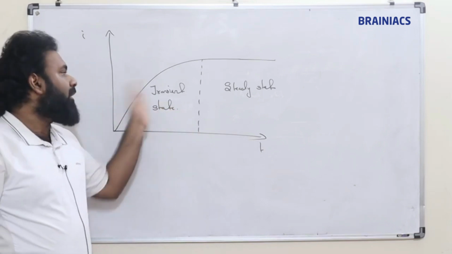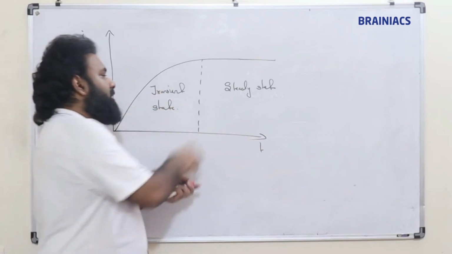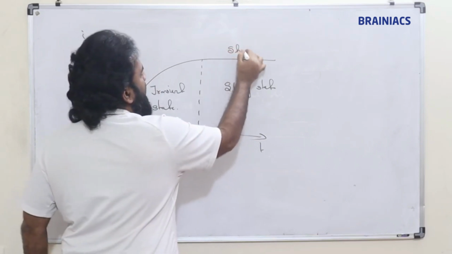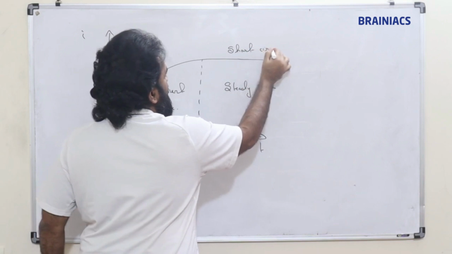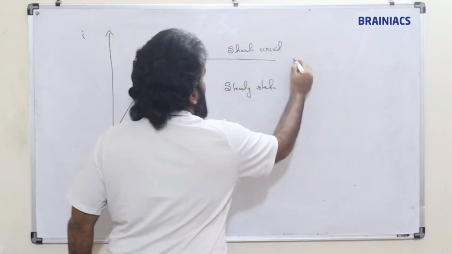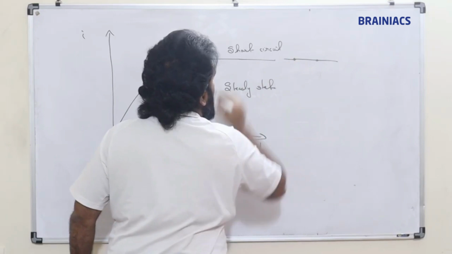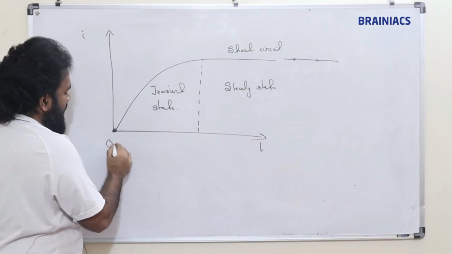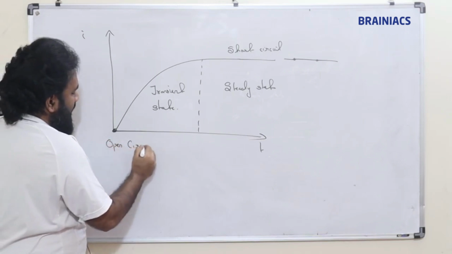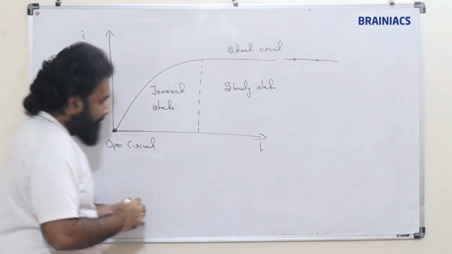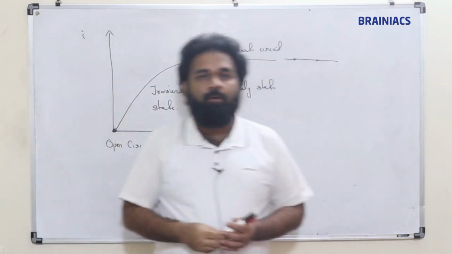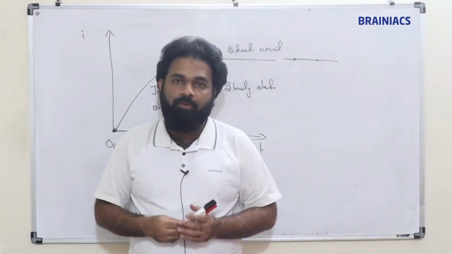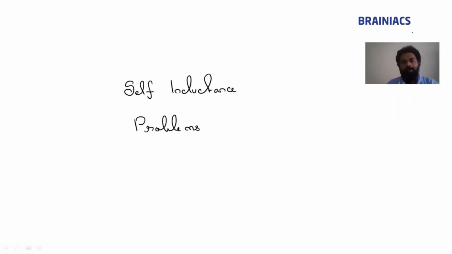The inductor will behave in a different way. At this point it will allow maximum current. Here it is going to be a short circuit, just like a wire in the circuit. At this point, immediately after switch on, the inductor will behave like an open circuit. Clear? So this session covered growth and decay of current. We will see some problems also. Fine, thank you.